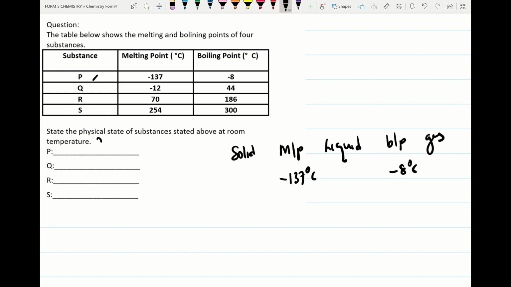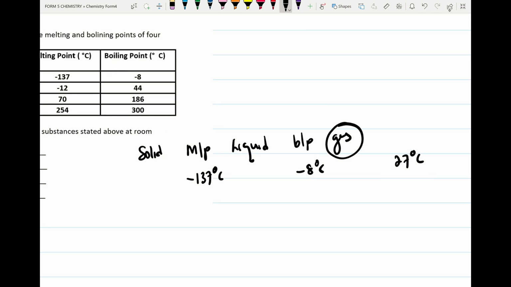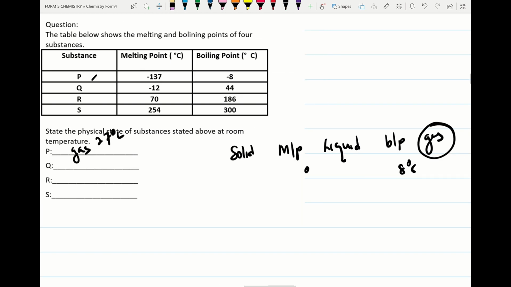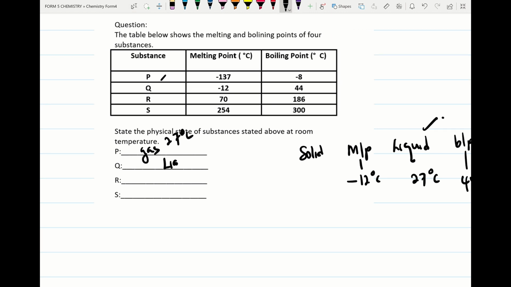And the room temperature, please remember, is 27 degrees Celsius. The room temperature is somewhere here, so the particles exist as gas. So I put particles exist as gas. All right, we try to find the physical state of Q. The melting point is negative 12 degrees Celsius, and the boiling point is 44 degrees Celsius. And the room temperature will be somewhere here, so the particles exist as liquid. So I put here liquid.